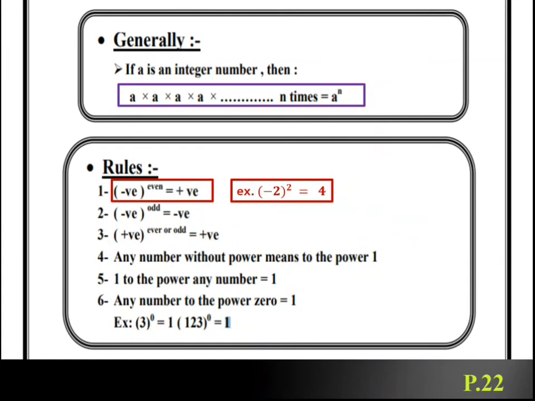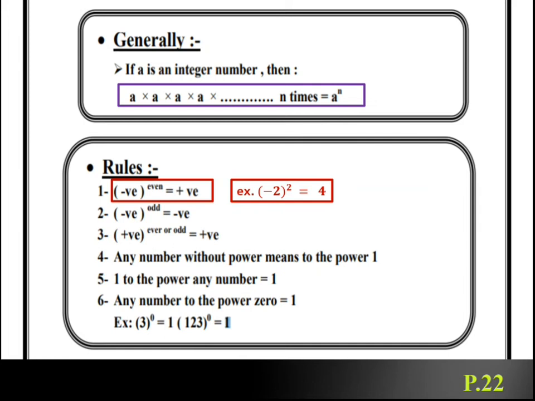And you can check this answer with your calculator. But don't forget to put negative 2 between brackets. If you don't put negative 2 between brackets, the answer will be negative 4, and it's totally wrong. So if you have brackets, you have to put them on your calculator.